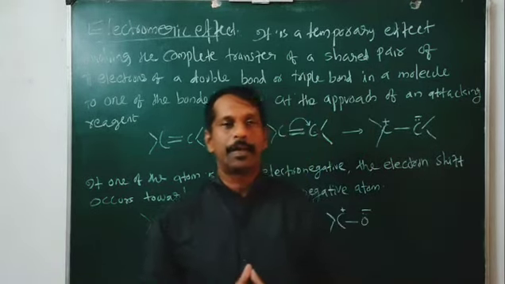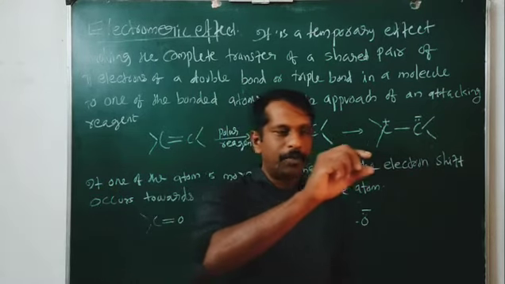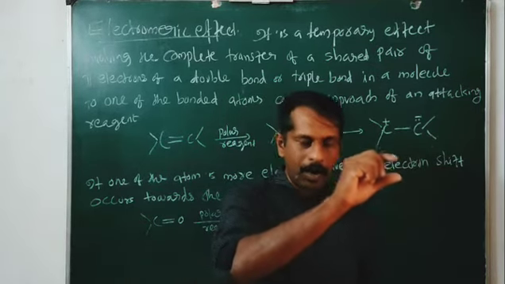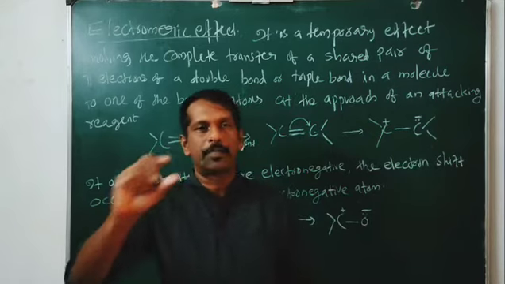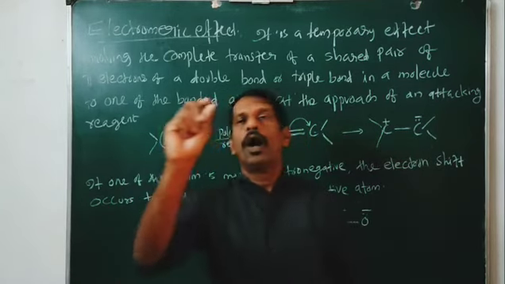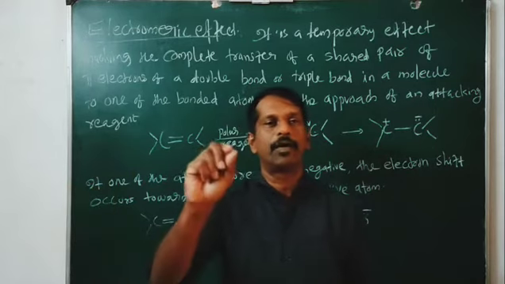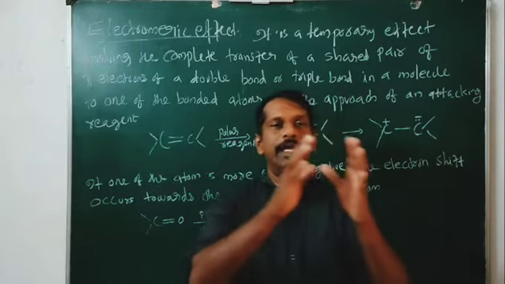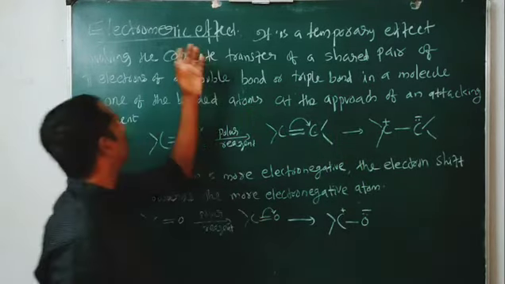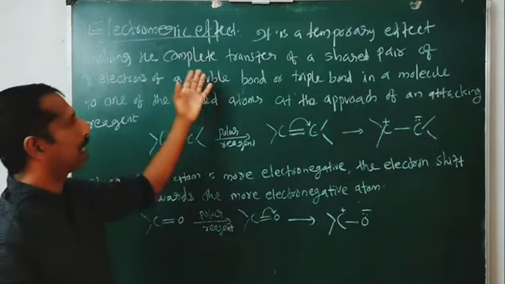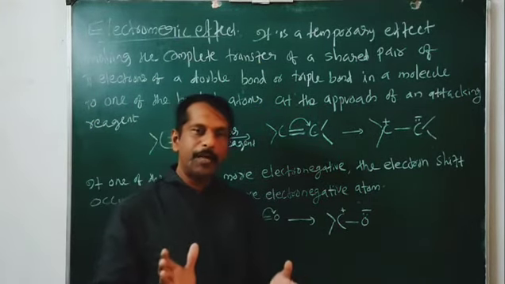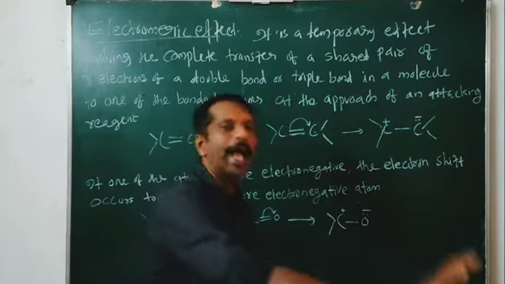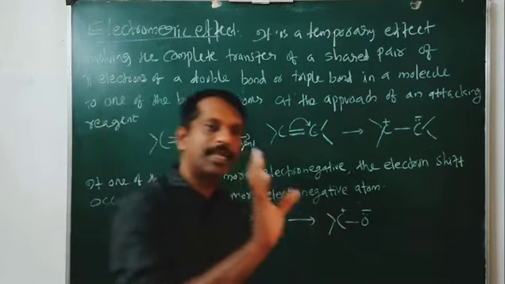molecule, what will happen? When the reagent approaches, one of the pi electrons of the double bond or triple bond will be moved to one of the double bonded atoms, creating a positive charge on one atom and a negative charge on the other atom. So look at it here. It is a temporary effect involving the complete transfer of a shared pair of pi electrons in a double bond or triple bond to one of the atoms by the approach of an attacking reagent.